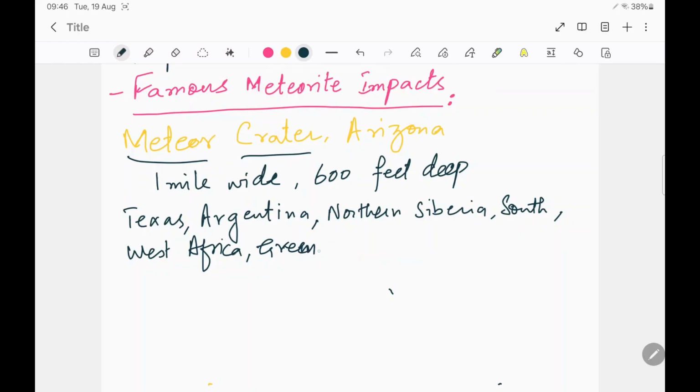So actually all around the world we have observed that these meteorites have fallen on Earth, and in Greenland it is said that a 36-ton meteorite is on display in Hayden Planetarium, New York actually. So that is how we see that sometimes it is quite heavy as well. So these are the famous meteorite impacts, and they have definitely affected our Earth.